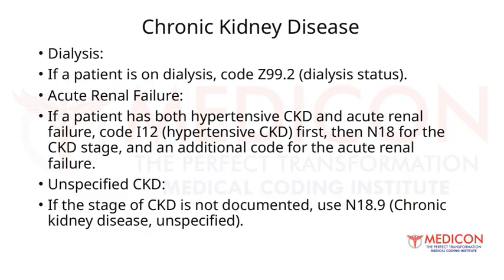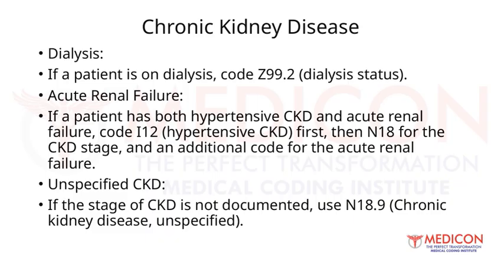Now, if a patient has both hypertensive chronic kidney disease and an acute renal failure, the correct approach is to code I12 first, since it reflects the hypertensive CKD. Then, you would add the appropriate N18 code to specify the stage of the CKD. Additionally, you need to include a separate code for the acute renal failure itself.